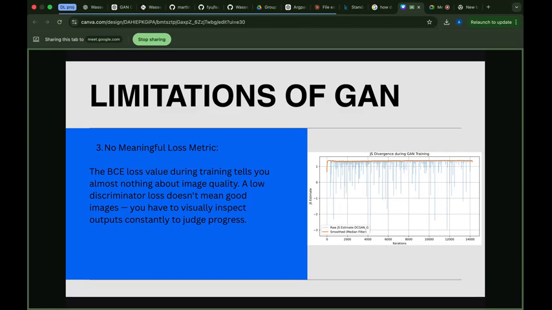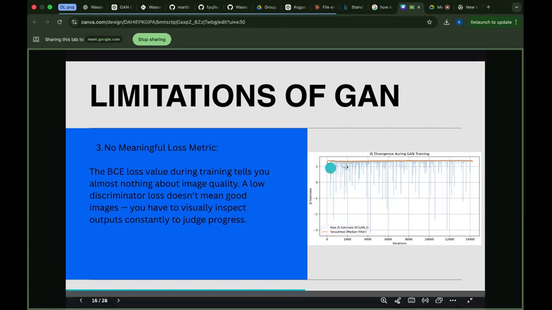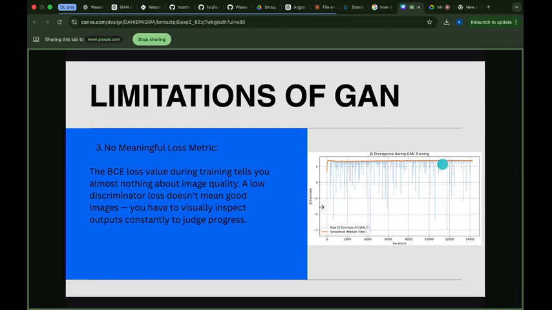The third limitation is that JS divergence is not a good loss metric. What do we want in a loss? Loss should decrease with the training time, which will signify that the images are getting better. At least by seeing the loss, we should be able to say that the images are getting better or worse. But as you can see, this is the whole time period of the GAN training, and the loss approximately stays constant. Yes, it sometimes goes down, but it largely stays constant, which signifies that the loss doesn't reduce with time.